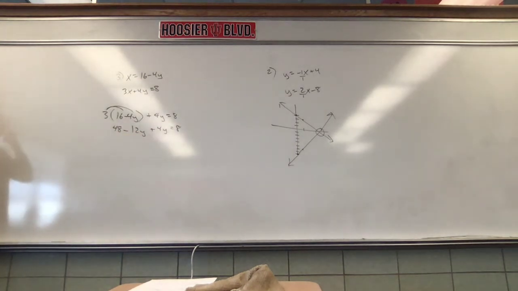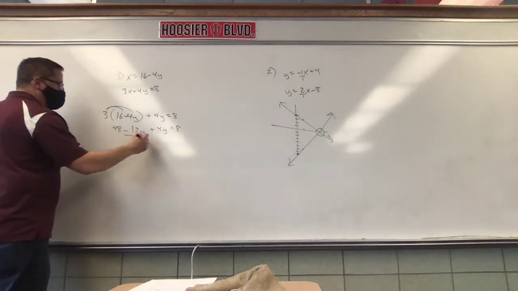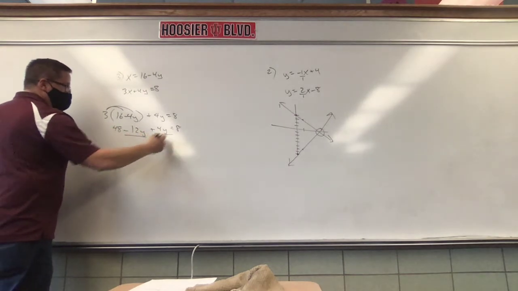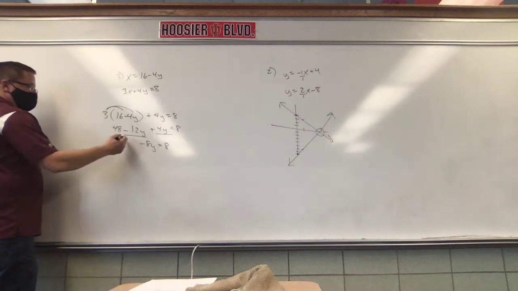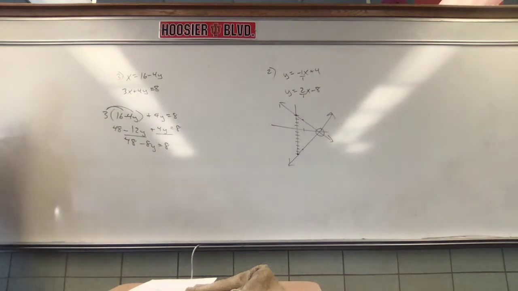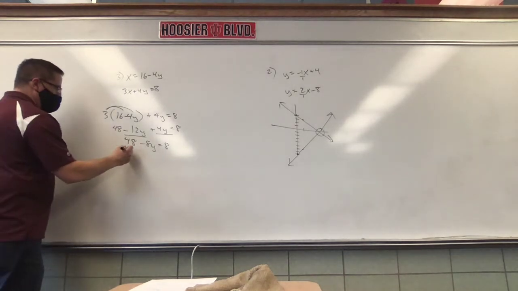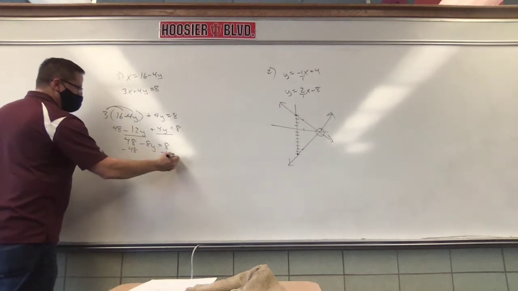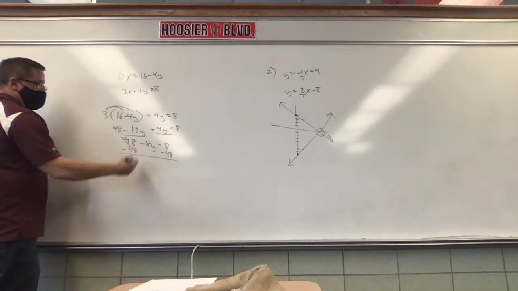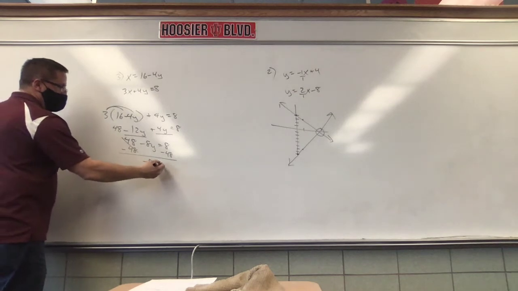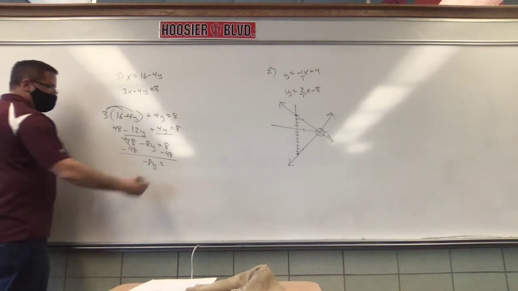3 times 16 is 48, 3 times 4 is 12y. Can I combine anything? Yes. Negative 12, watch your negatives, and positive 4 is negative 8y. What else is still there? 48. Now what do we get rid of, the 48 or the 8? The 48. So we subtract the 48 from both sides. These cancel, we're left with, watch your negatives, negative 8y. 8 minus 48 is negative 40.